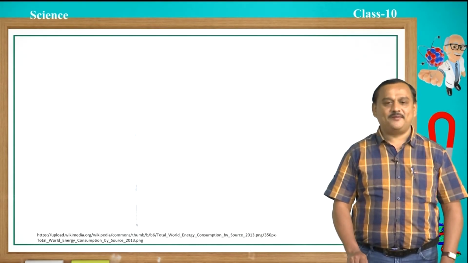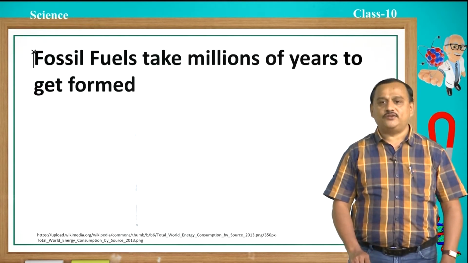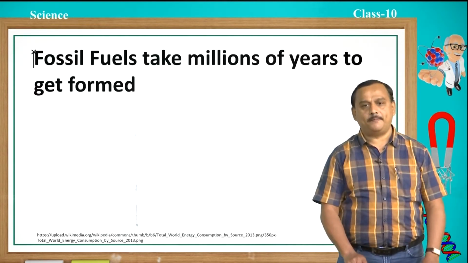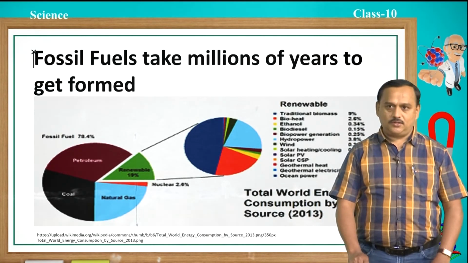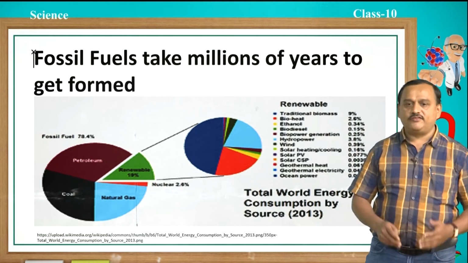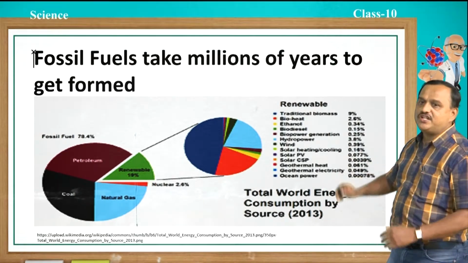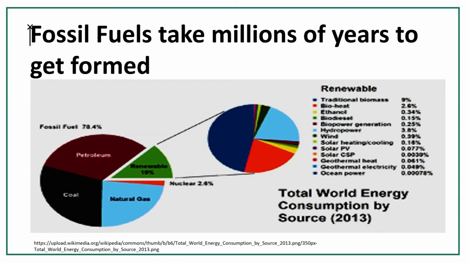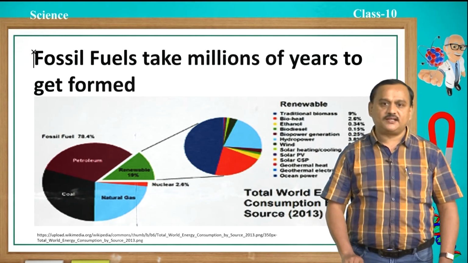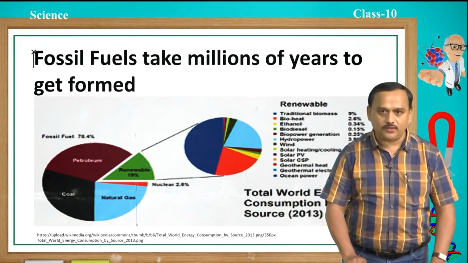You liked the video very well. Fossil fuels take millions of years to form, but we are using that fossil fuel only to meet our energy needs. Look at the pie chart. Total world energy consumption is met by only the fossil fuels. Nearly 80% of the energy sources are from fossil fuels and only 20% we are using from renewable sources of energy. If we use at this rate, it is going to harm the environment.